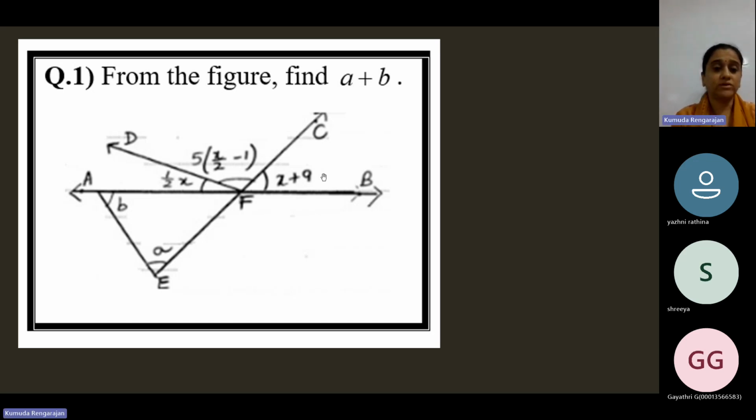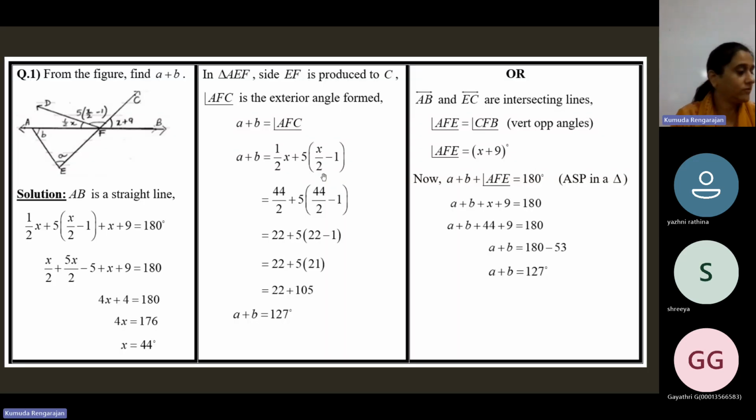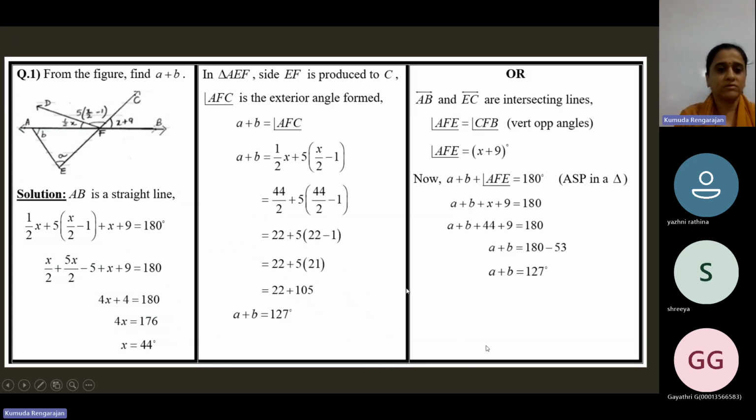Where is step 22? Where is 22 there? What did you get? 44. x is 44, correct? Yes. Okay, where is it? Oh, we have to find A plus B. Oh, yeah, you're right.